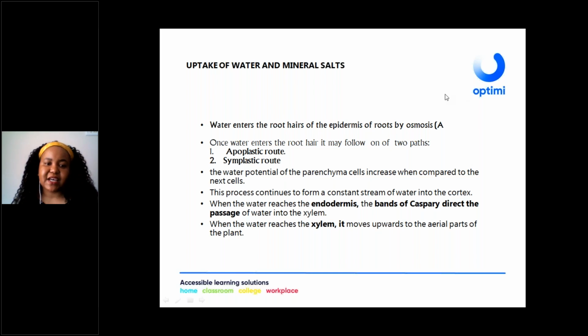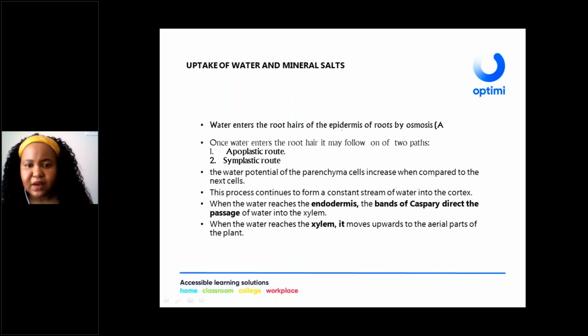Okay, so water enters the epidermis of the roots by osmosis. You have done tissues last term, plant tissue in particular, and you've learned that one of the tissues of a plant is the epidermis. I'm not going to go into detail, so please go back and revise it. It will do you good for your June exam also, so it's not going to be a complete waste of time. Water enters the root hairs of the epidermis of roots by osmosis.